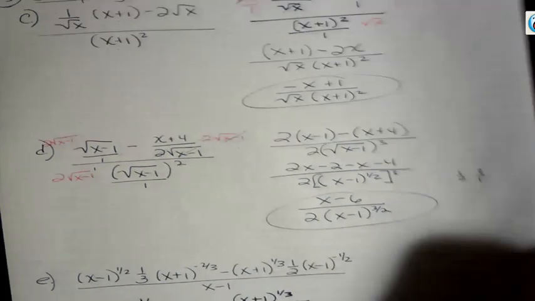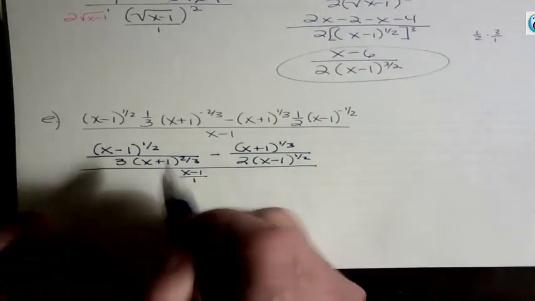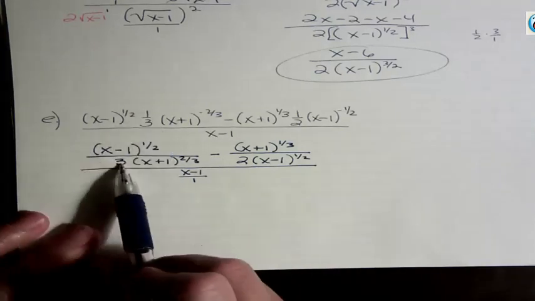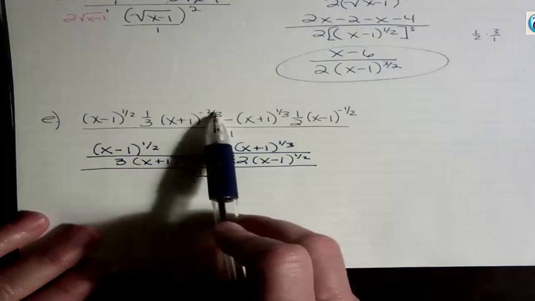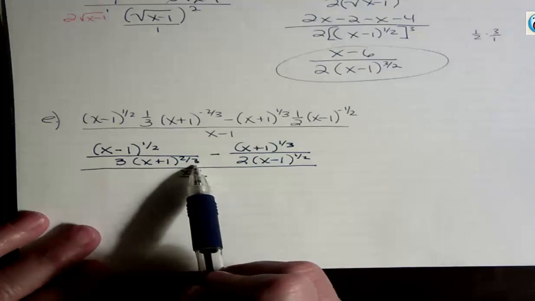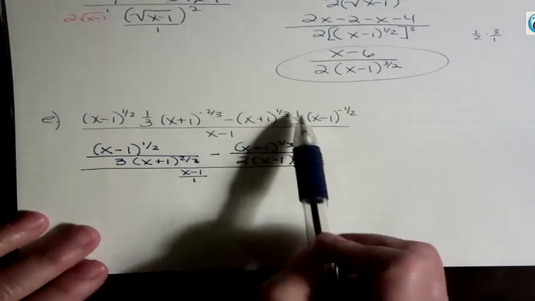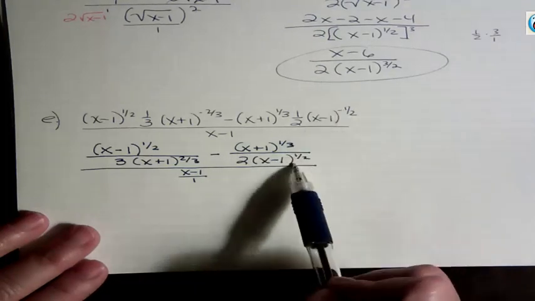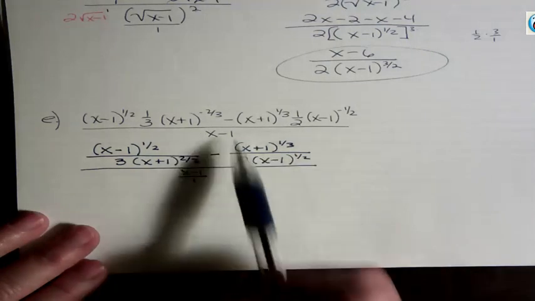Okay, and this one, I've rewritten it already. This was x minus 1 to the 1/2 power. That's right there. The 1's on top, the 3's on bottom. And x plus 1 to the negative 2/3. When you have something to the negative 2/3 power, it's going to drop down in the fraction, and when it does, it becomes a positive power. The second one, x plus 1 to the 1/3, is up on top. This 2 is in the denominator, and x minus 1 is also going to drop into the denominator. Negative 1/2 becomes positive 1/2, and then the x minus 1 is going to be over 1.